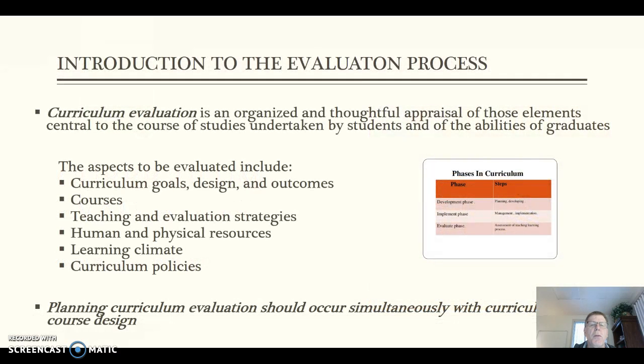All right, so curriculum evaluation. Look again at goals and outcomes. That's a critical thing. The courses are the building blocks within this. And we're drilling down, just like we were talking about in the lesson planning last week, teaching and evaluation strategies, let alone all the infrastructure stuff, all right, including policy.